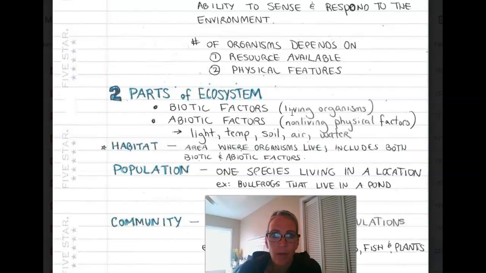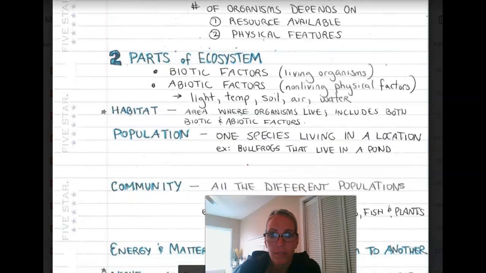deer, cats, dogs, humans, bacteria, vegetables, trees, plants. A habitat. So a habitat is an area where an organism lives. So it includes both their biotic and their abiotic factors. So habitat is where the organism lives.